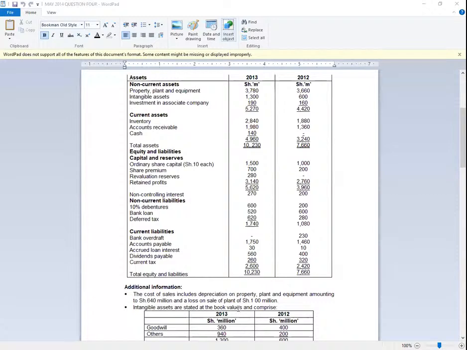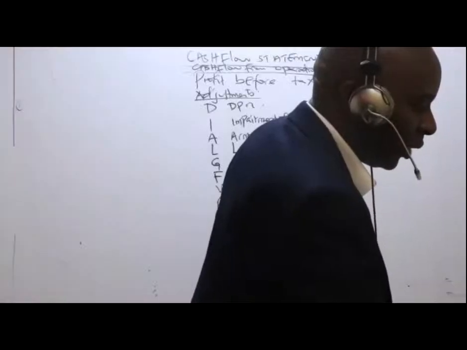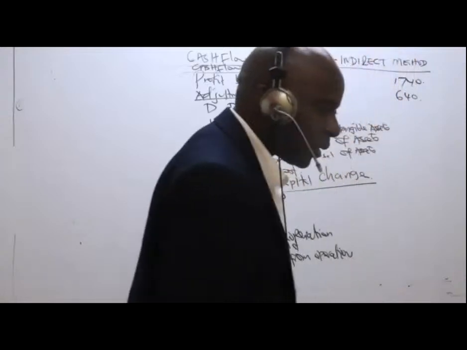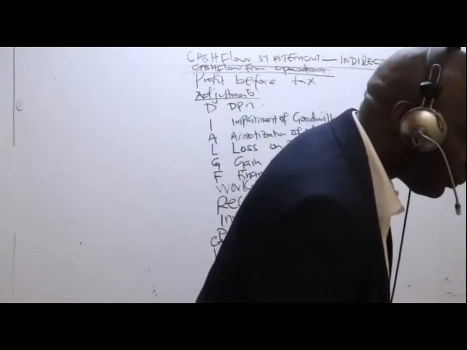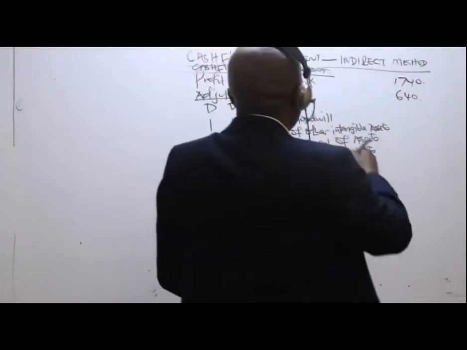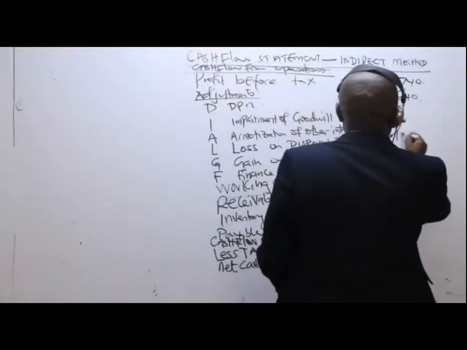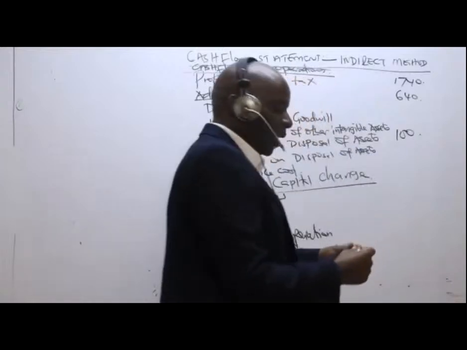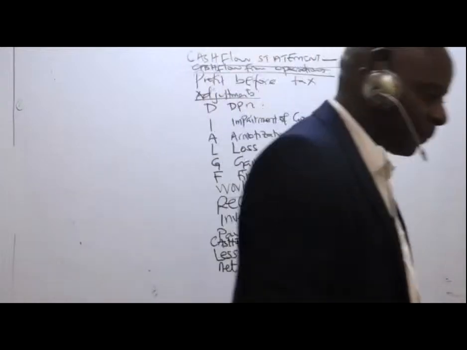Loss on sale of plant, over 100. I'm cutting the millions. So loss on disposal is 100. Yeah, loss on disposal is 100. Sorry, I wasn't seeing this.